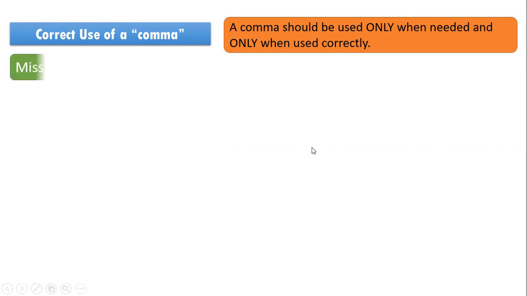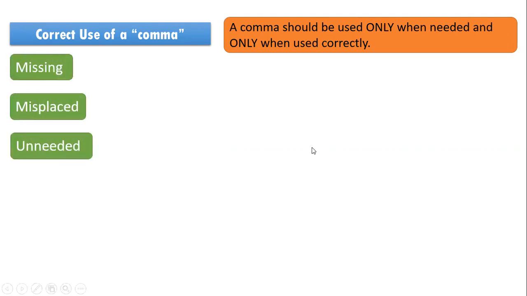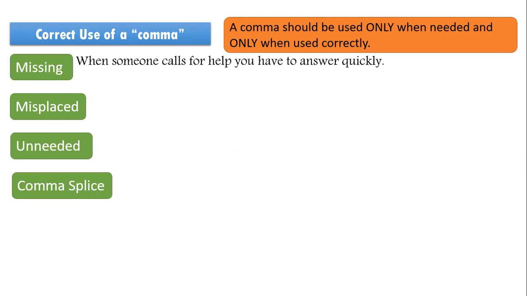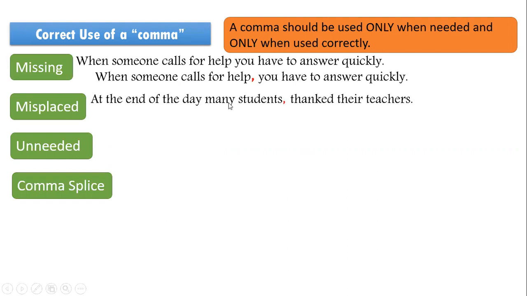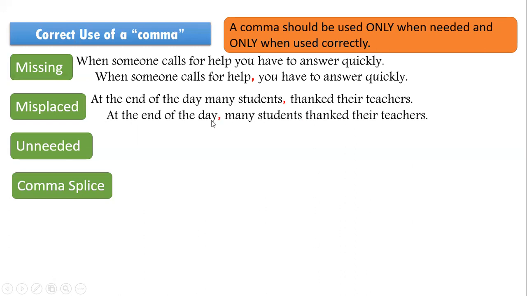Let's see some examples to understand more. Of course, we have these types of commas. If you remember, we have missing, misplaced, unneeded, and comma splice. Missing commas like when someone calls for help, you have to answer them. This is a run-on sentence. It has to be like this. So here, this sentence has a missing comma. We need a comma here. At the end of the day, many students, comma, thank their teacher. I don't have to separate the subject, many students, from the verb thanked. So this is a misplaced comma. I need the comma here, not here.